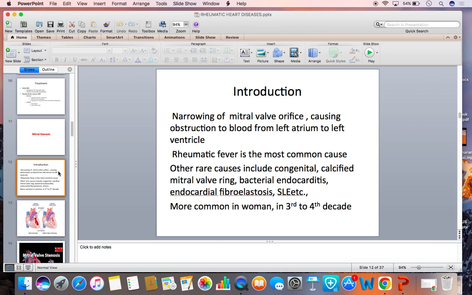Well, there are other rare causes of mitral stenosis, which include congenital mitral stenosis, calcified mitral valve ring, bacterial endocarditis, endocardial fibroelastosis, and systemic lupus erythematosus. These are certain of the rare conditions causing mitral stenosis.